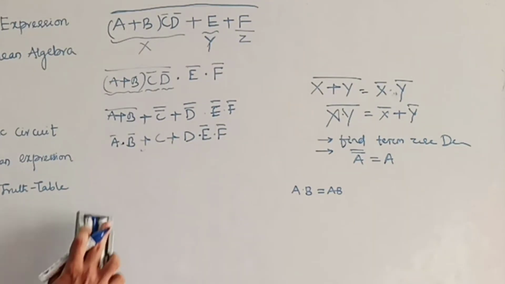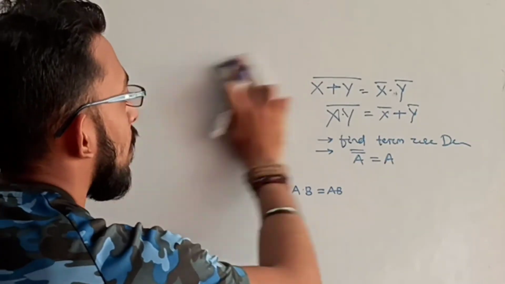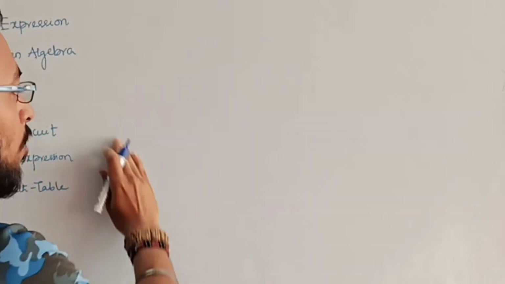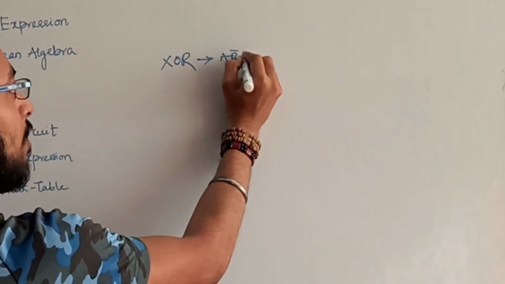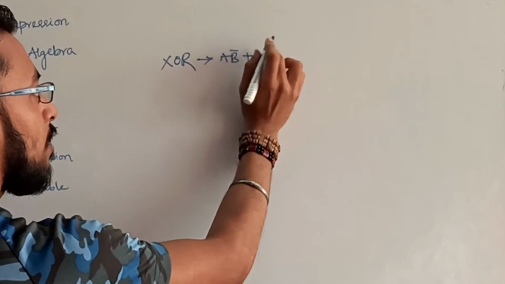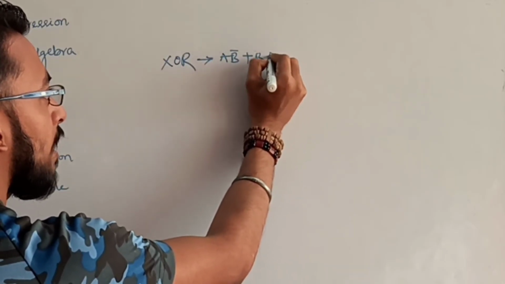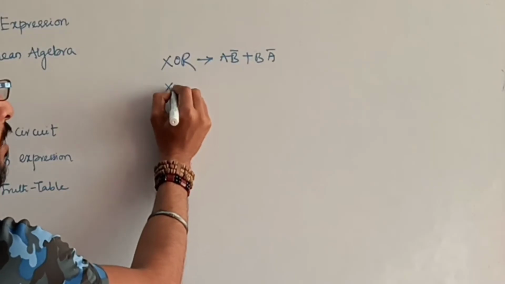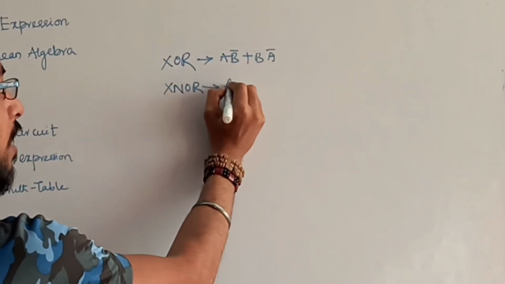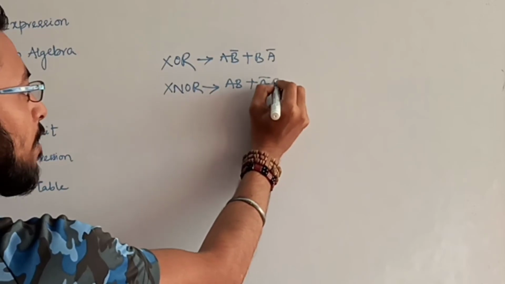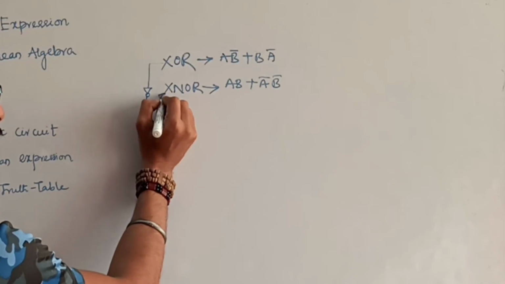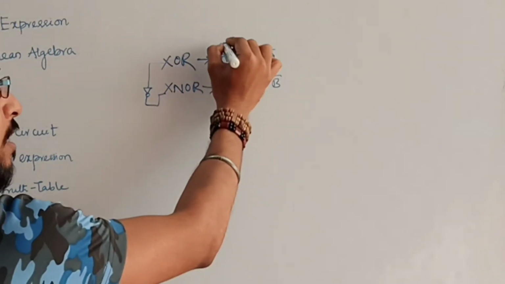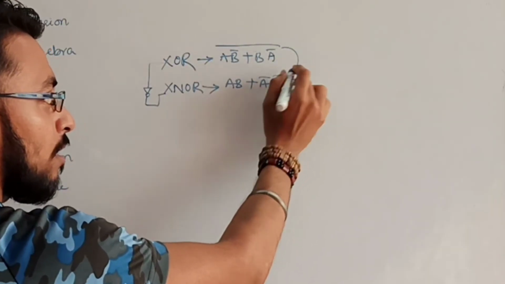Okay, one more thing I forgot to tell you, as I told before, XOR and XNOR are complements of each other. My XOR is nothing but A B bar plus B A bar. And what is my XNOR? It is nothing but AB plus A bar B bar. And how is XNOR formed? After XOR we have to apply one NOT gate, then only XNOR will be formed. It means if I take the complement of this one, then I will get this XNOR.